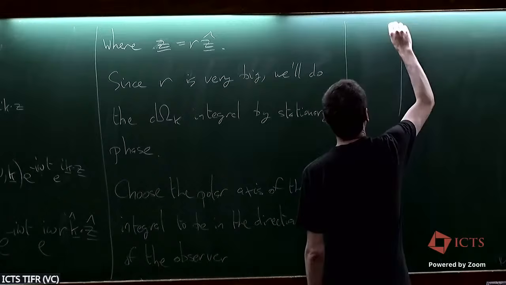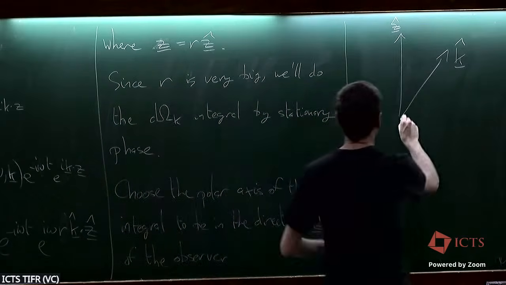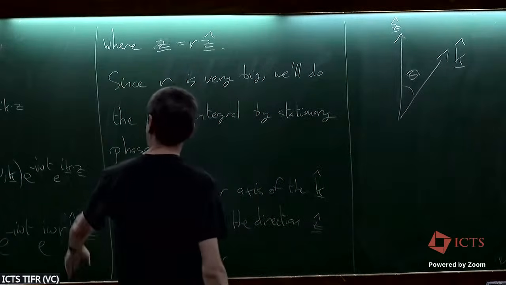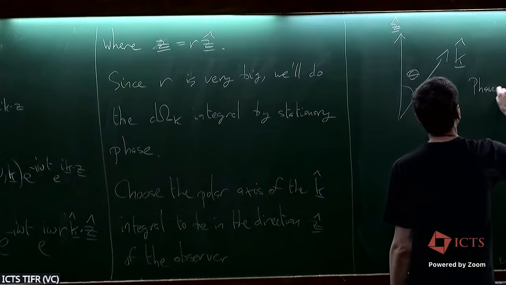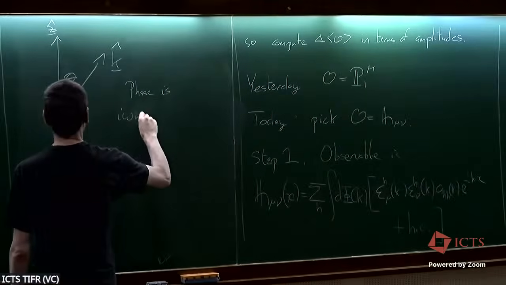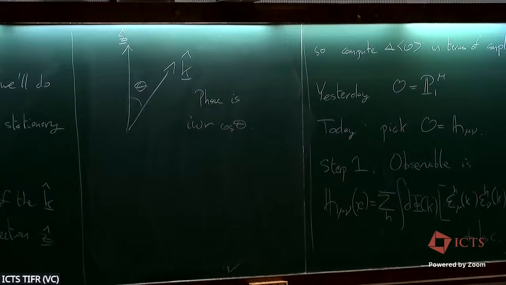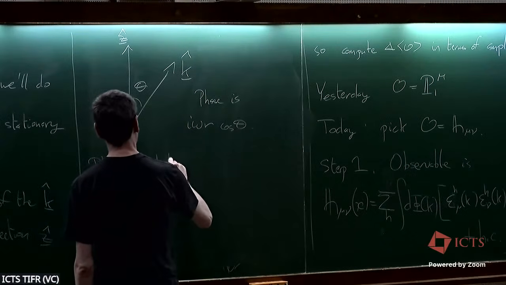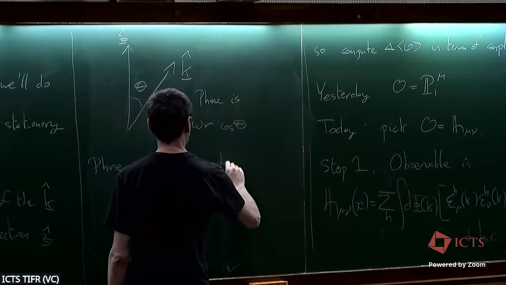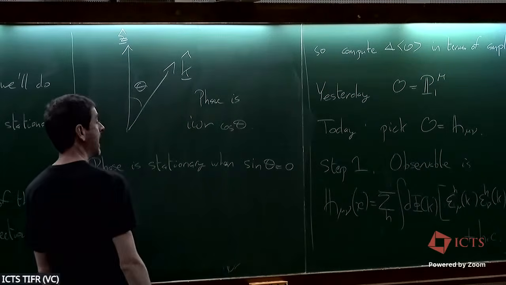Okay, so here's z hat. Here are the k's that I'm integrating over, these unit vectors k. Obviously there's an angle theta between these two vectors. And the phase that I'm interested in, the phase of this oscillating exponential factor, is i omega r cos theta. Now theta is one of the variables I'm integrating over. So the stationary phase condition is what you get by differentiating this phase. The phase will be stationary when the derivative of cos theta is 0, and that is when sine theta is 0. So there will be two stationary points.